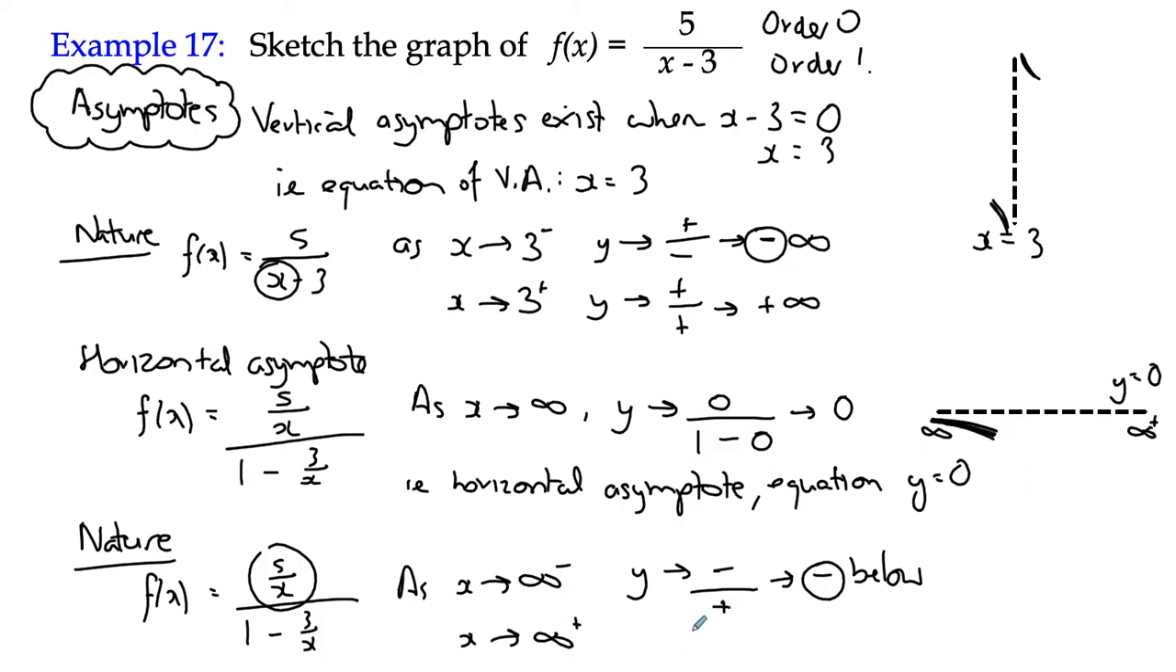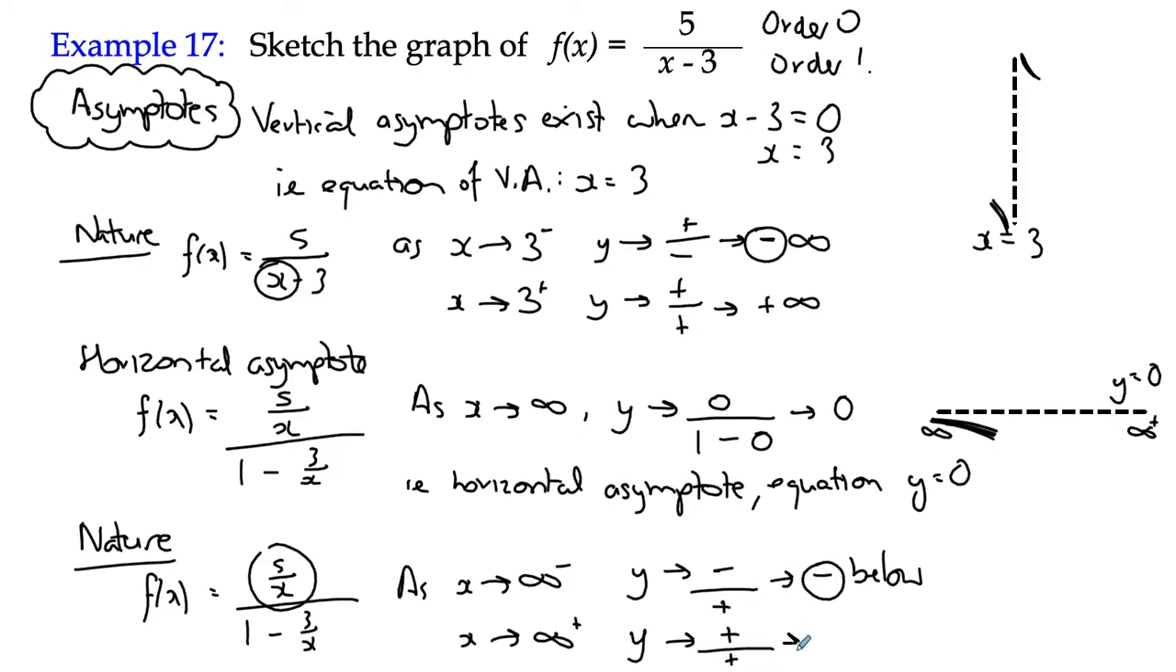And I can also say that as x tends to positive infinity, well, the top number, 5 over x, is going to be just above 0. So it's going to be plus, over 1 minus 3 over x. Again, although 3 over x is tending to 0, this time it's going to subtract from 1, but it's still positive.